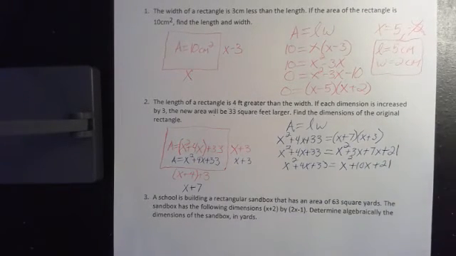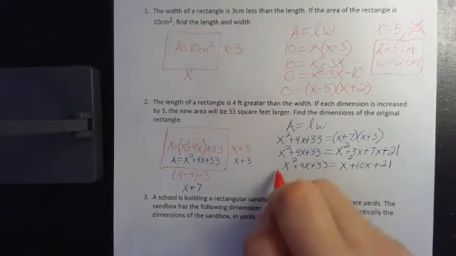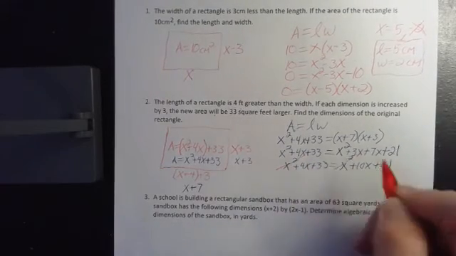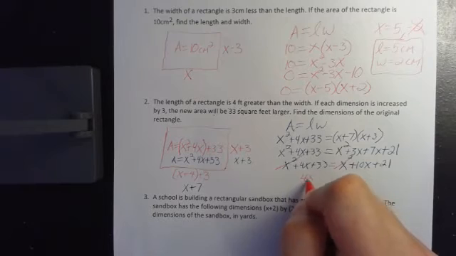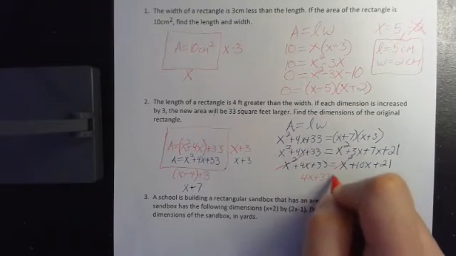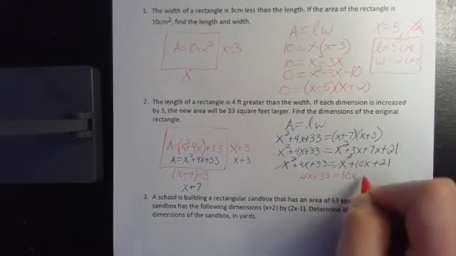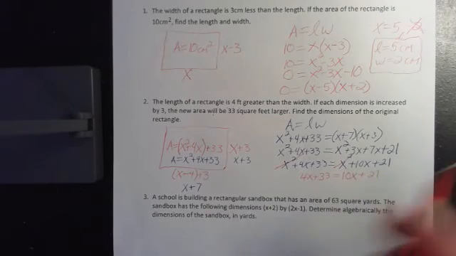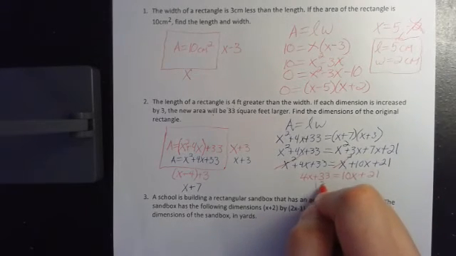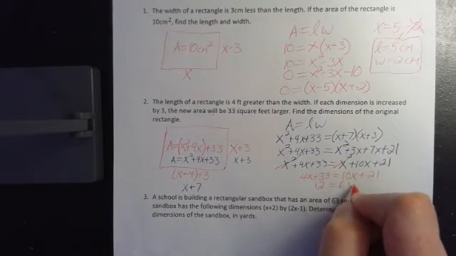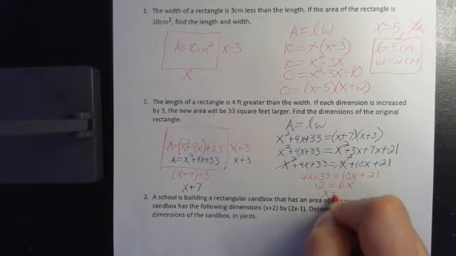Now, what you notice here is we have an x squared on both sides of the equation, so that's going to cancel. And now we have a linear equation. We have 4x plus 33 is equal to 10x plus 21. I'm going to subtract 4x and also subtract 21. So I get 12 is equal to 6x. And I get that x is equal to 2.